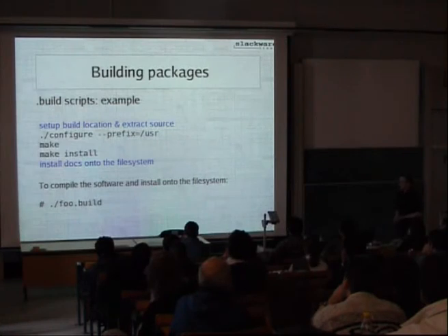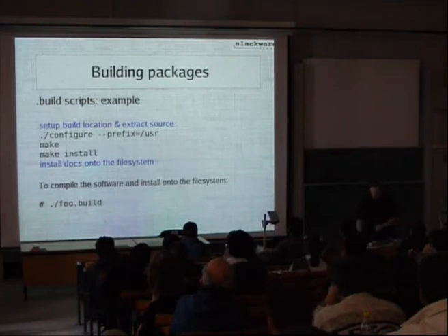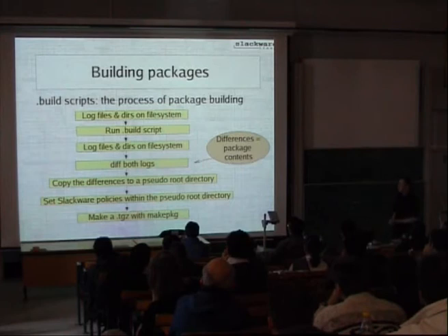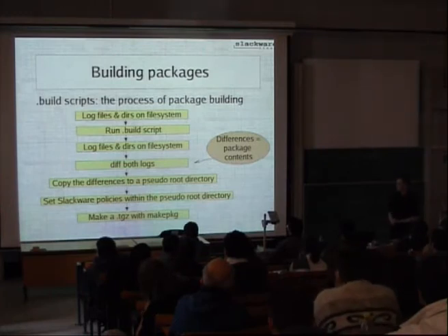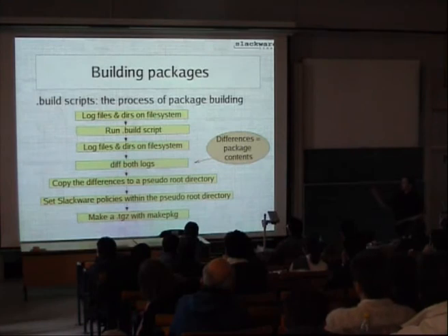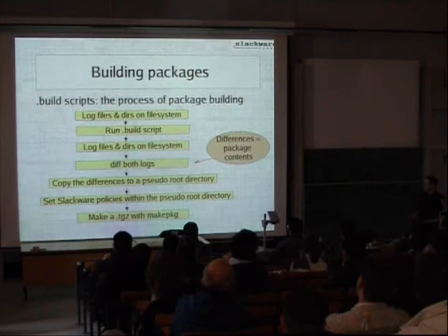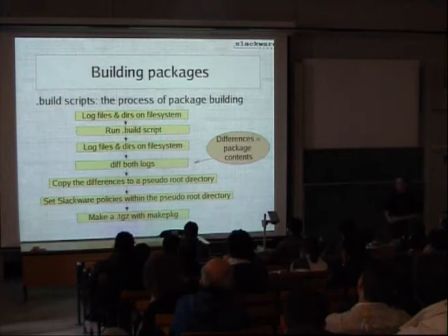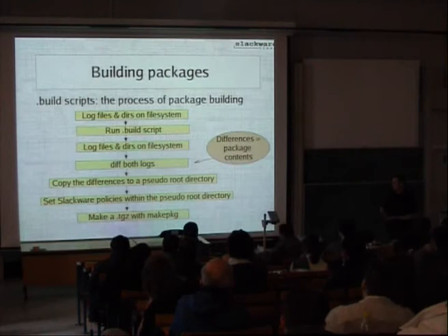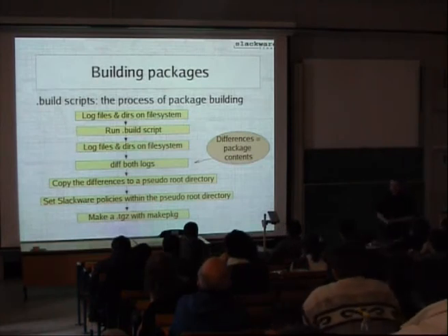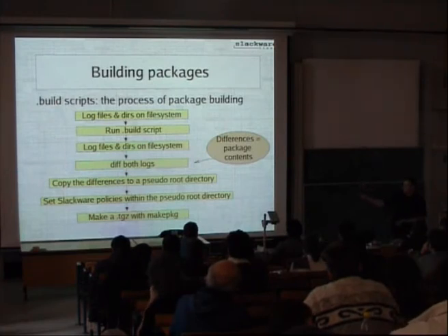So you may be asking yourself, how do I actually build packages if the build script doesn't actually build packages? Well, here's the basic process of how Patrick actually builds packages of this kind. First of all, we log all the directories and files on the file system. We run the dot build script from the source directory, and do the same thing again as a log. We do a difference between the two logs, and the difference constitutes the package contents, more or less. We copy the differences into a pseudo root directory, then we do some tweaking, such as setting the policies and whatever else we want to do, and finally, within the pseudo root directory, we build a package with makepkg, which we talked about earlier.